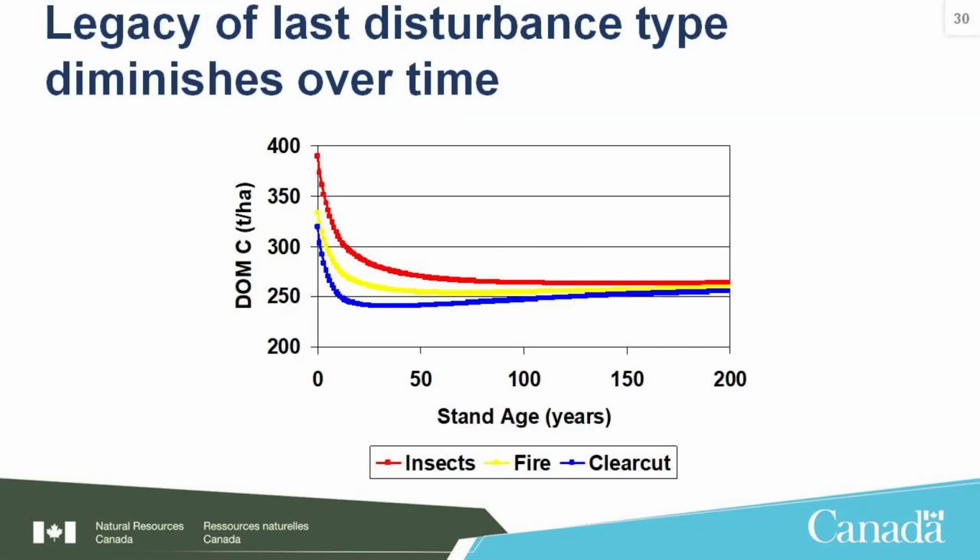This figure provides another example of the sum of the 3 possible scenarios. So here, all 3 identical stands were subjected to a different disturbance. The insect disturbance just killed the stand, but did not release the carbon. The fire released some of the carbon through emissions, and the clear-cut harvest removed a lot of the carbon to the forest product sector, and they're each growing back. But we can see that even after 50 years, there are still significant differences in the amount of DOM carbon in each as a result of each of those past disturbances.